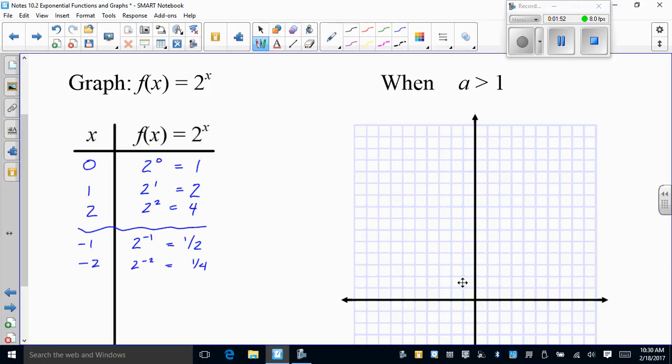So if I plot these points, 0, 1, 1, 2, 2, 4, and you can see what's going on over here because I can do 3, 8 next. But at negative 1, it's 1/2, and then it's getting closer and closer to the x-axis. But guess what? This is a horizontal asymptote. It will not cross this because these negative exponents don't affect the fact that the 2 is positive, so it'll stay above the x-axis. And we just connect the dots, and our graph goes off this direction. It should go a bit further up, straight up, but there we go.